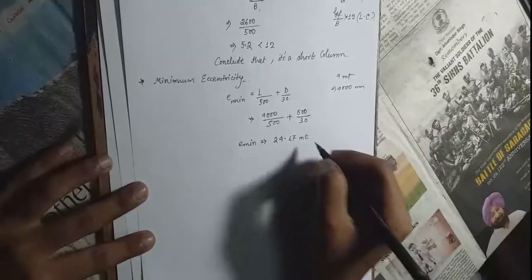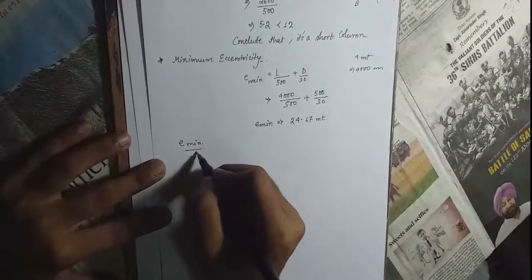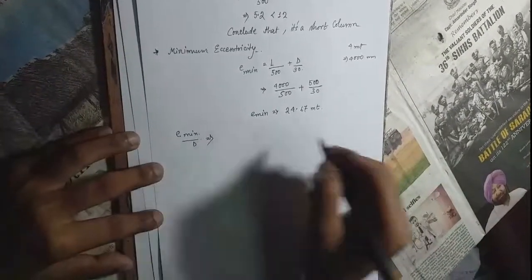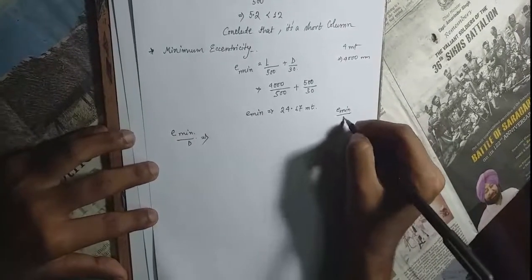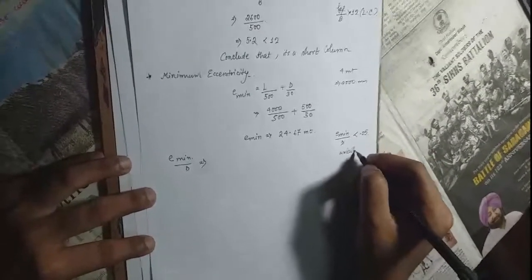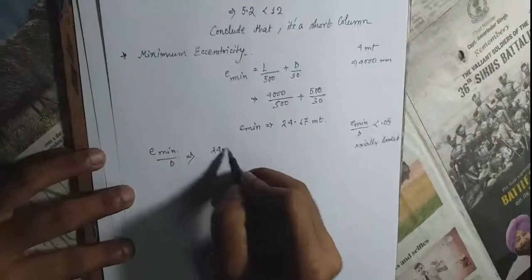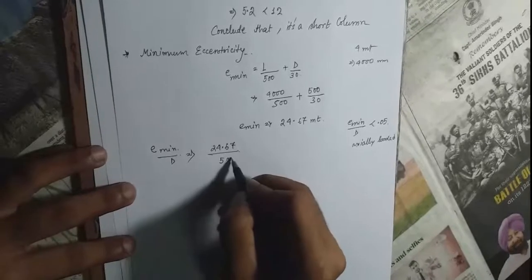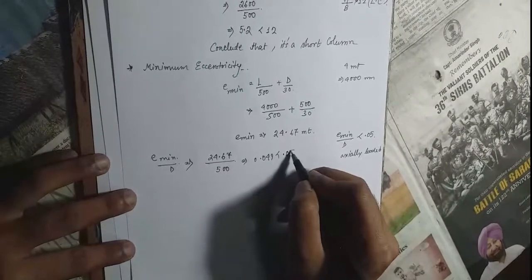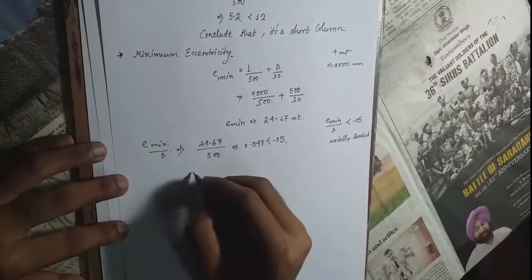24.67 mm. Now here it comes that E minimum by D, if it comes less than 0.05, then it is a short column that is axially loaded. So we have to check that E minimum we got 24.67 and D is my 500 value, and this comes as 0.049, which is less than 0.05. So we can tell that it is designed as an axially loaded short column.